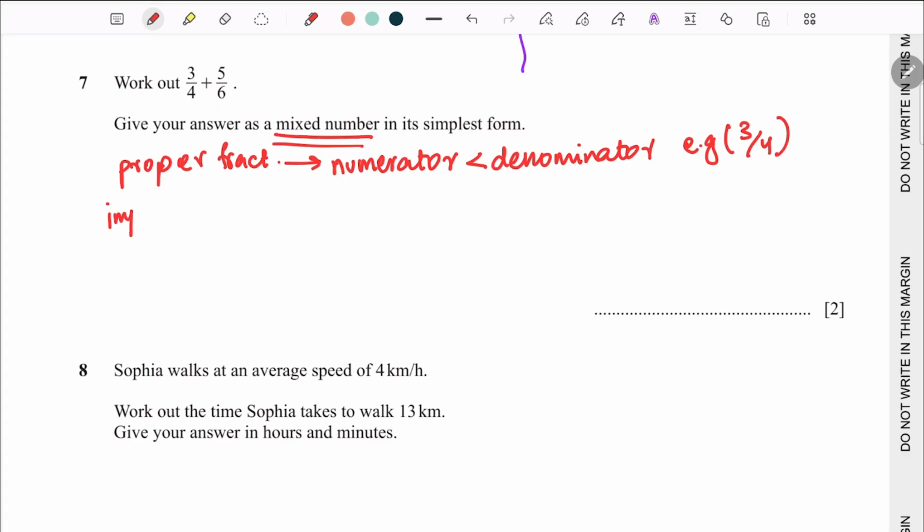Then improper fraction. An improper fraction is a type of fraction in which the numerator is greater than the denominator.